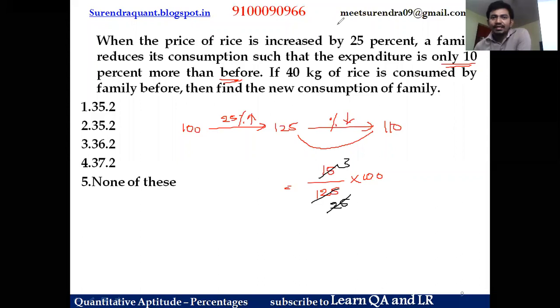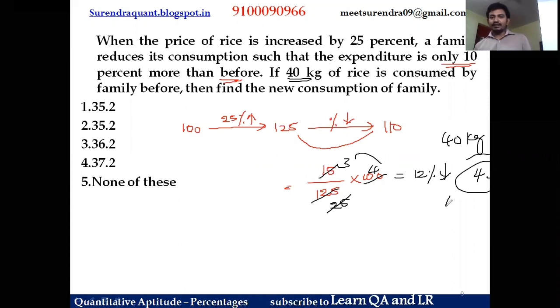So 25 goes 4 times, 3 4s are 12, so 12% decrease in the consumption. So friends, what is the initial consumption? Initially the consumption is 40 kg. Now this reduces by 12%. So 10% is 4, 1% is 0.4, 2% is 0.8. So 4.8 decreases, right? If 4.8 kg decreases, the final consumption is 35.2 kg, and the option is A.